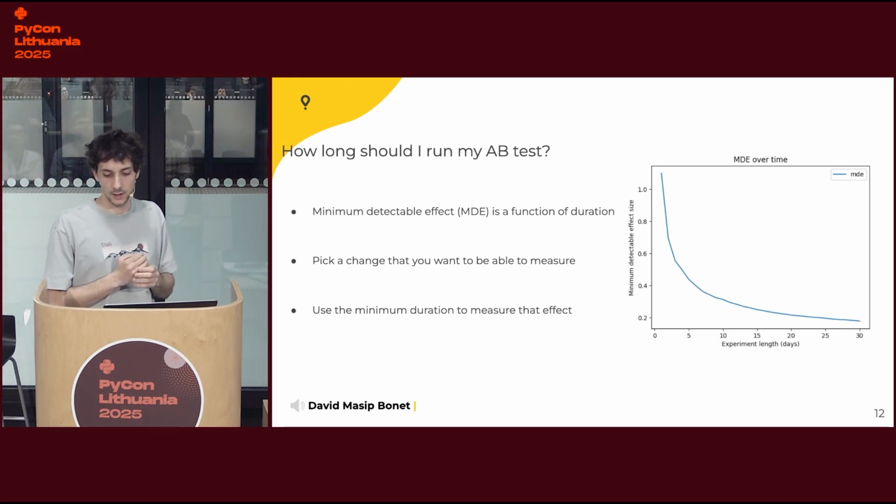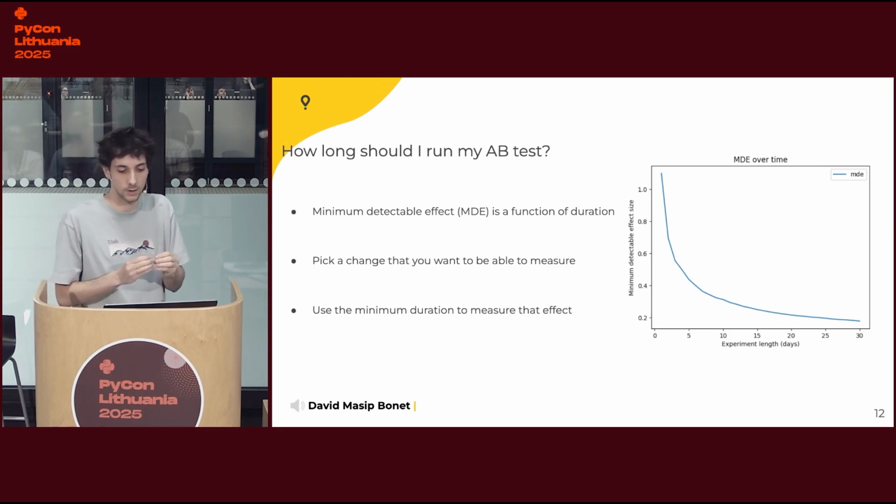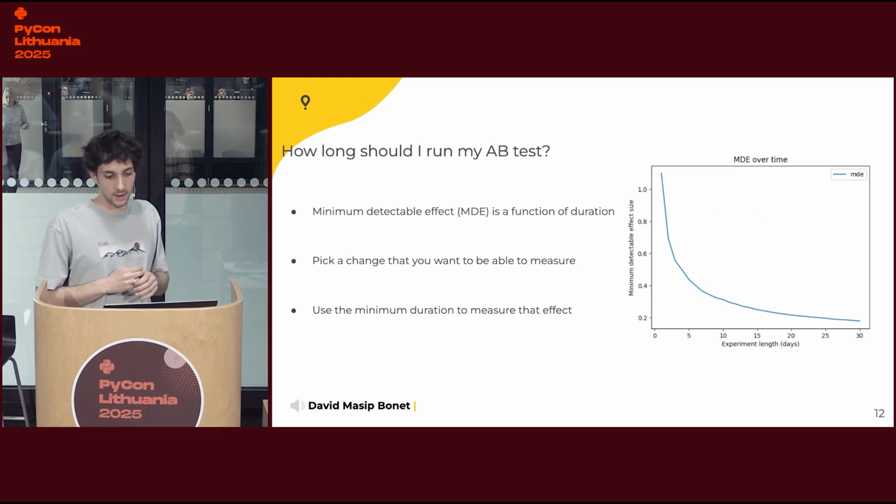And in general, what happens is that the longer the experiment, the smaller the effect you're able to detect. This is something you're interested in, to be able to measure very small effects. Even if your feature has a 1% increase on the metric, you want to be able to measure it. But also, you don't want to run very long tests, because then you get to test fewer things. The question of how long the test should run is answered via this minimum detectable effect.